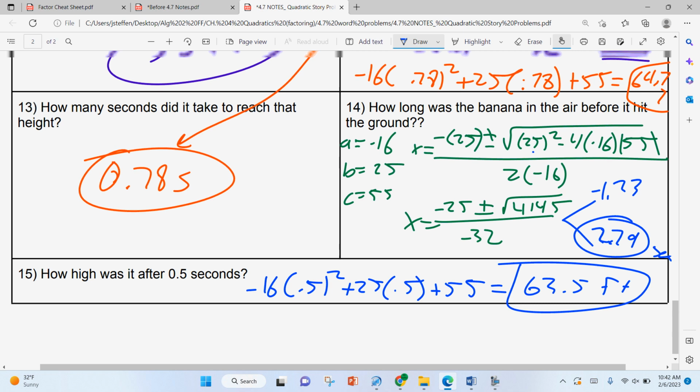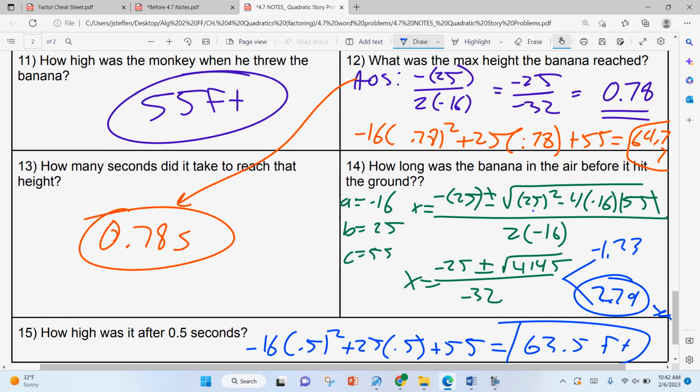Right, so those answers are up there. How high he was off the ground when he threw the banana was 55 feet. The maximum height was 64.77 feet. The amount of time that took to get to the maximum height is 0.78. It hit the ground after 2.79 seconds, and after 0.5 seconds, it was 63.5 feet off the ground.